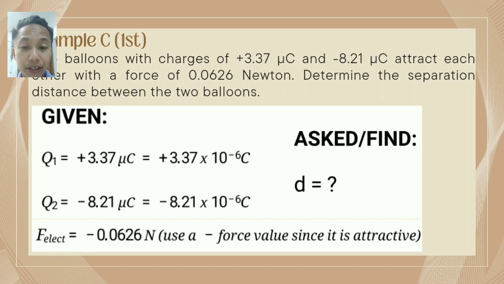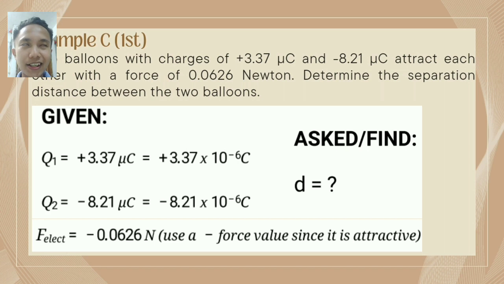Now, under the given in the GAPSA, the first quantity or the initial quantity of charge is equal to positive 3.37 microcoulombs, which is then converted into coulombs. As always, it should be converted into coulombs. Thus, it will be equal to positive 3.37 times 10 to the power of negative 6 coulombs.